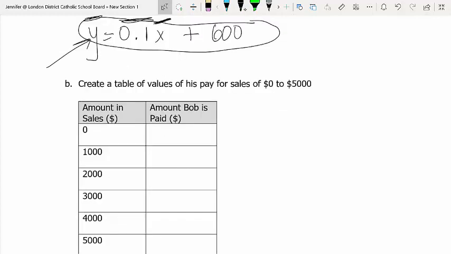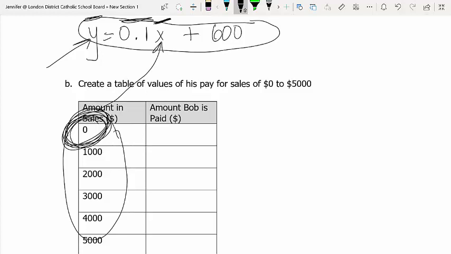Create a table of values that models how much Bob is paid based on how much he makes in sales. The way we fill out this table of values is we use our equation. If in one week he makes $0 in sales, how much does he get paid for that week? All you do is plug in 0 for X and solve, because X represents the amount in sales. So Y equals 0.1 times the amount he makes in sales, which for this week was 0, plus 600.